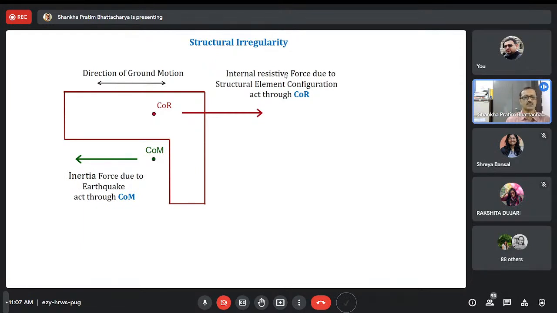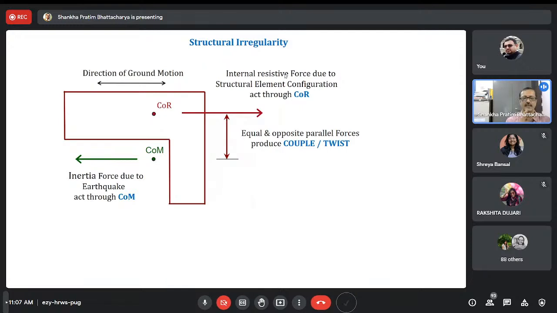Newton's third law. These two lines, the green and red arrows, are equal and opposite. Fine, it is giving you protection, but because of this equal and opposite parallel force, and the distance between the COM and COR, it will invite a couple or a twist.